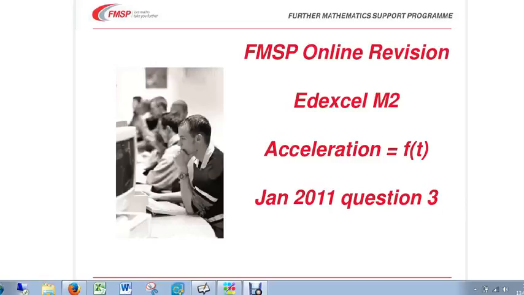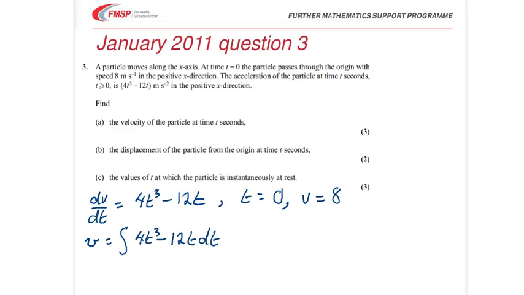Edexcel M2 January 2011, question 3, on the topic of general motion, where the acceleration is a function of time. Here's the question, and I've already copied down the details, so pause the video and make sure you've read the question. I've written down for the acceleration dv by dt is 4t cubed minus 12t.